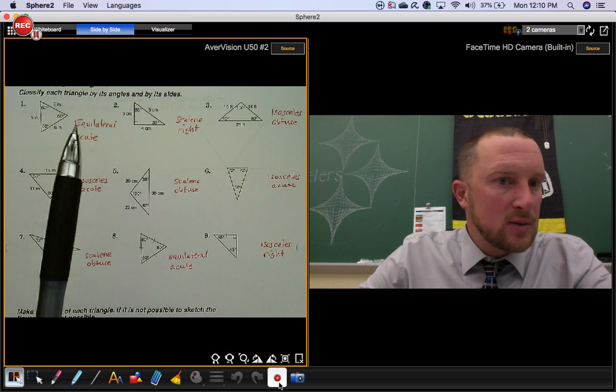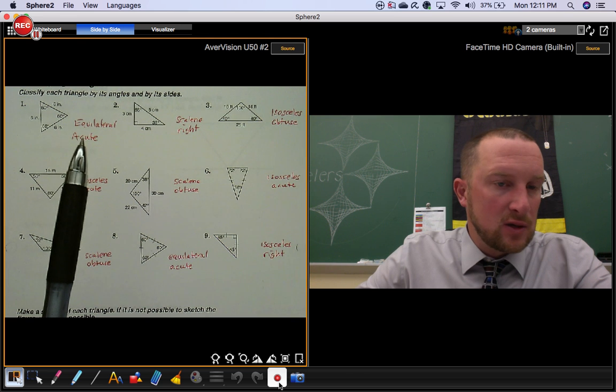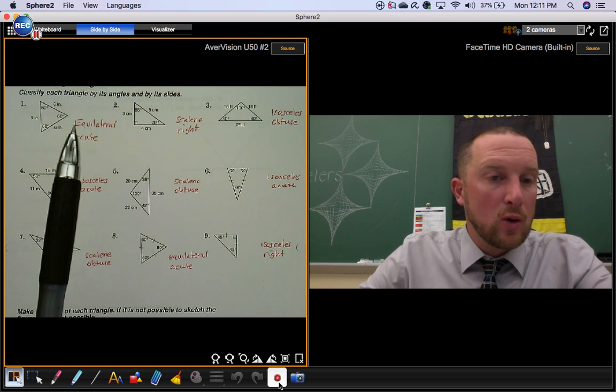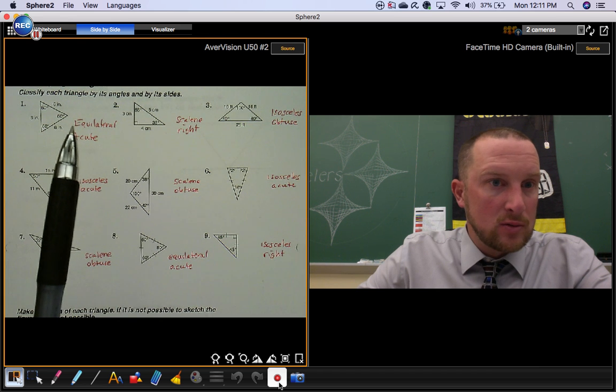If a triangle is going to be equilateral, it must be acute. We cannot have an equilateral right triangle or an equilateral obtuse triangle. Those aren't possible.